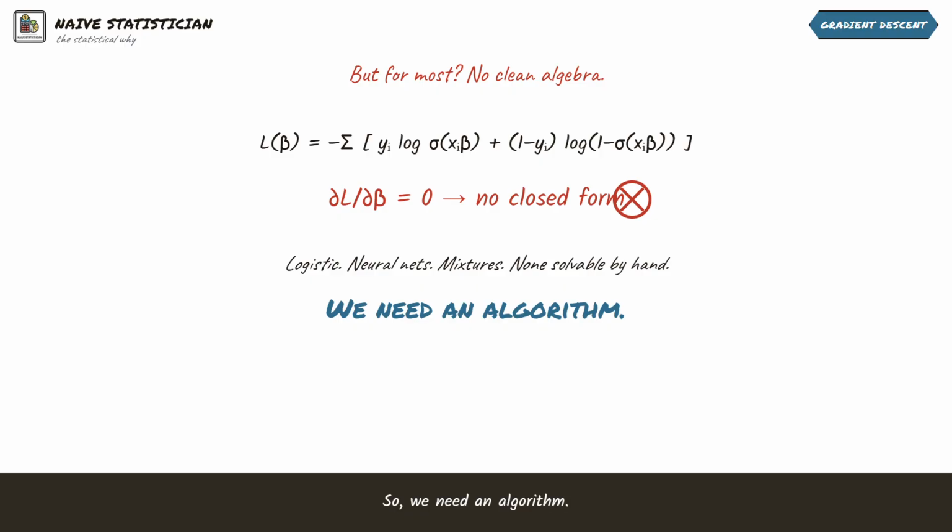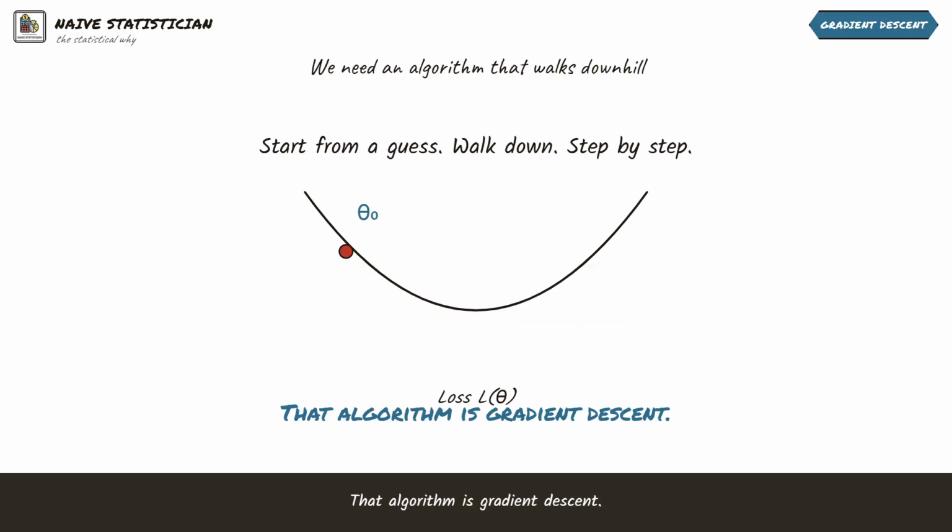So we need an algorithm, something that can start from a guess, look at the loss function and improve the guess step by step until it lands near the minimum. That algorithm is gradient descent. And the reason we need it is purely statistical. Because the estimators we want are defined as minimizers of loss functions that we cannot solve analytically.